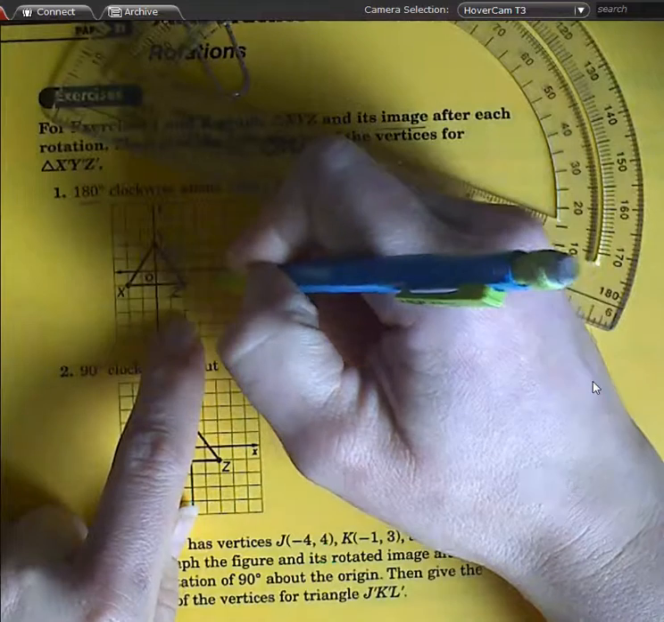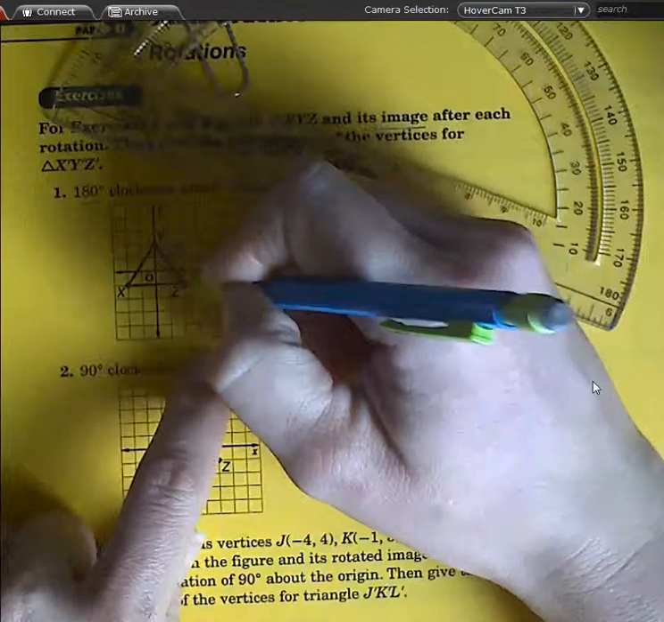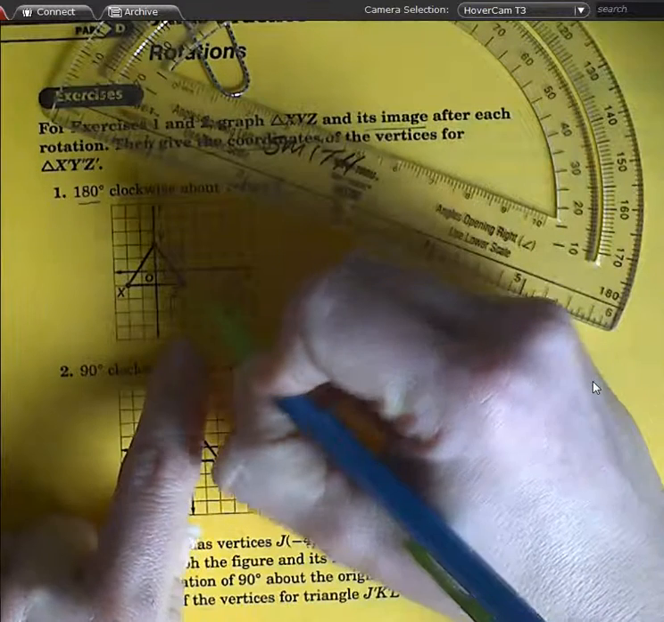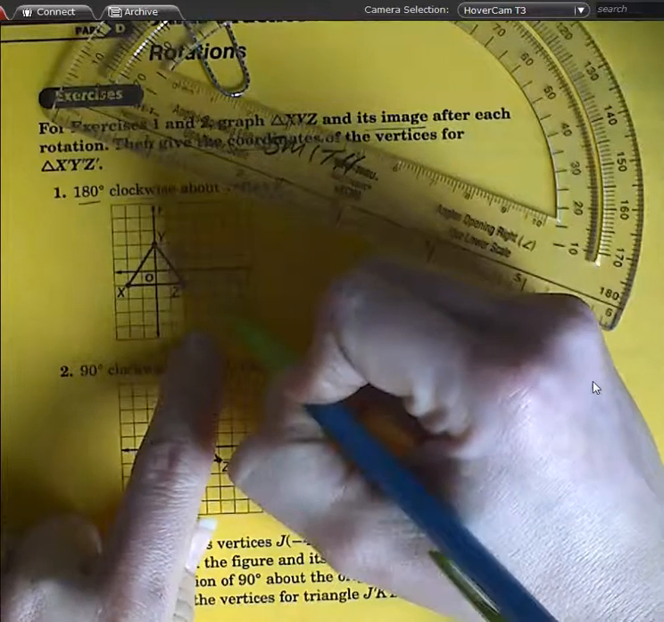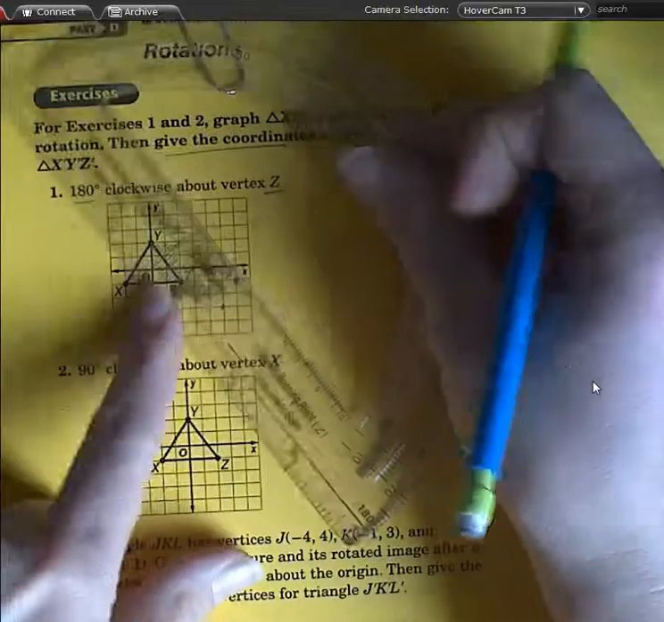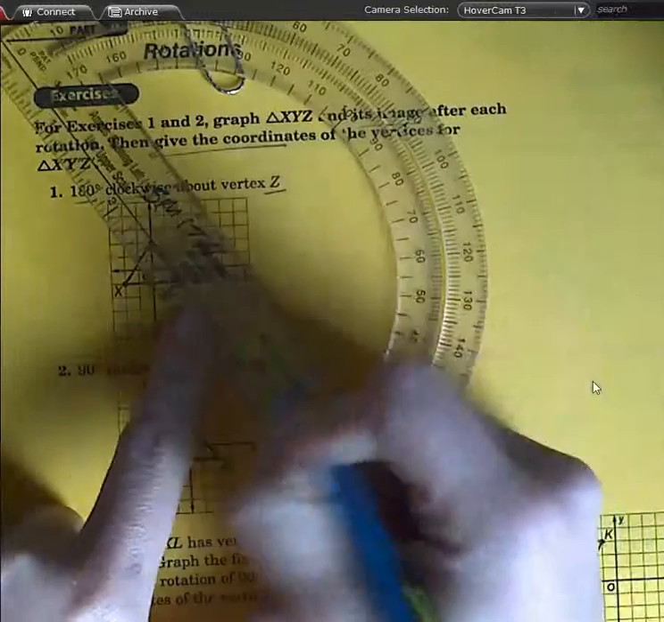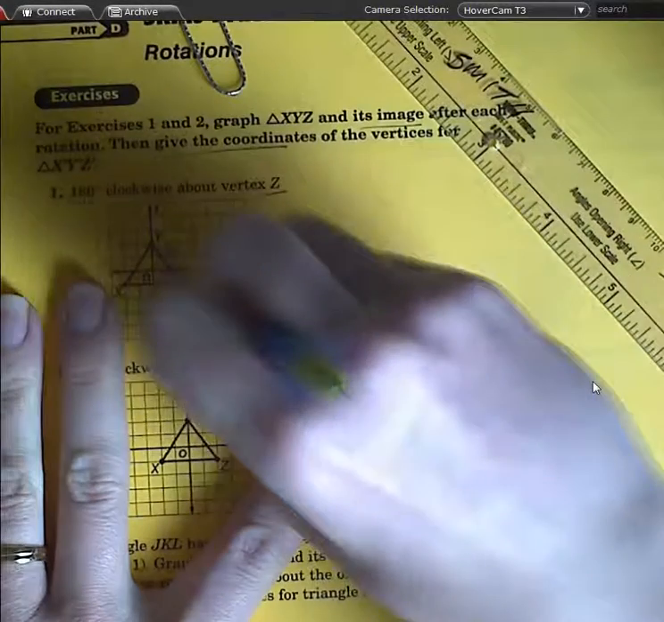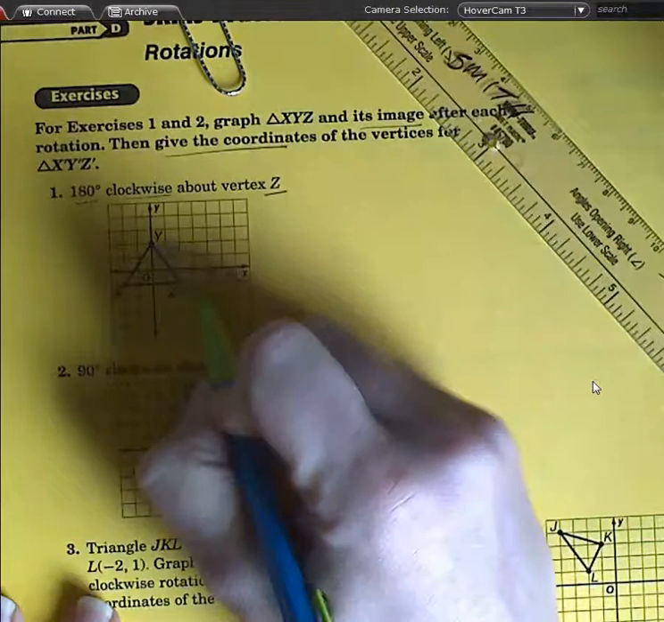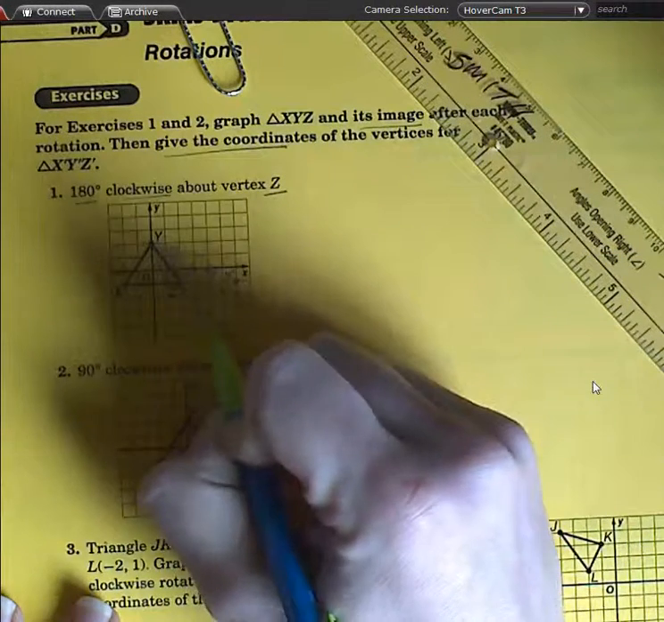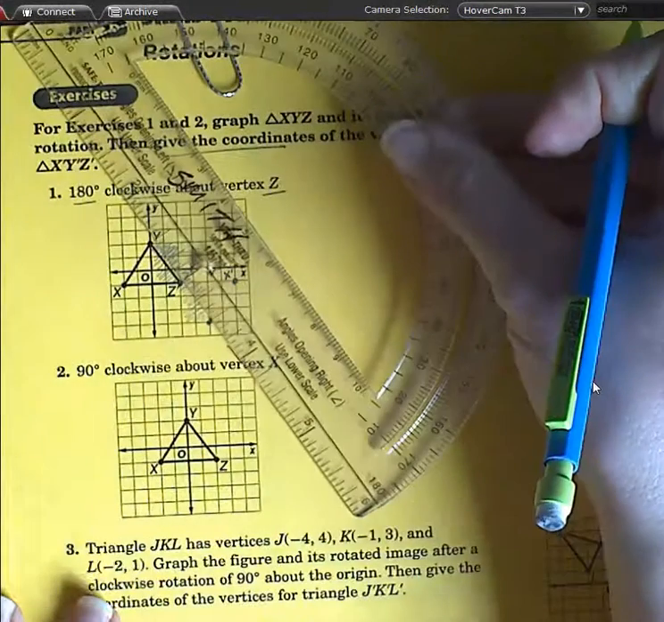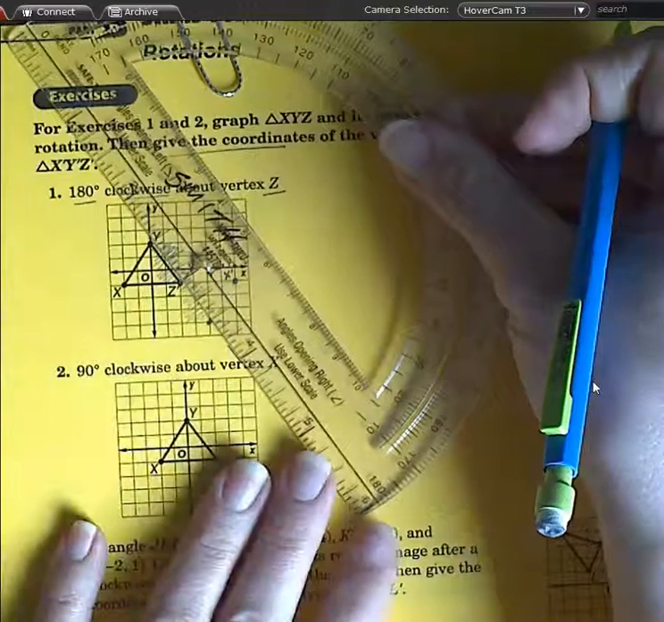Is it going to be 2 spaces and 3 down? Or 3 spaces? Well, this right here. If I go 3 spaces and 2, is that in line? Is that the right space? Is that straight down from it? No. So don't write that one. That one's wrong. It's going to be 2 spaces and 3 down. Is that straight across? Why, yes. Yes, it is.